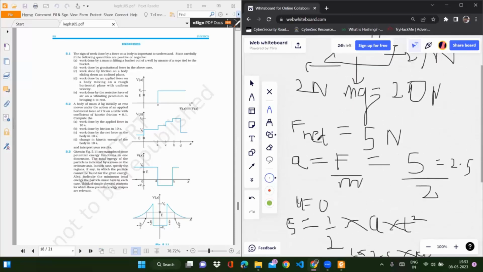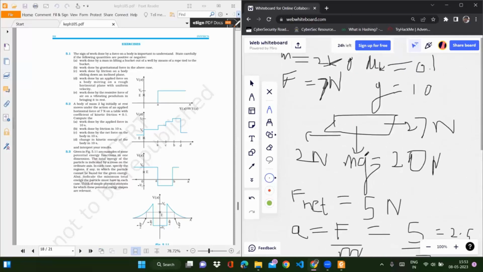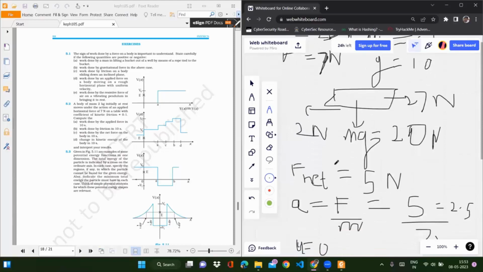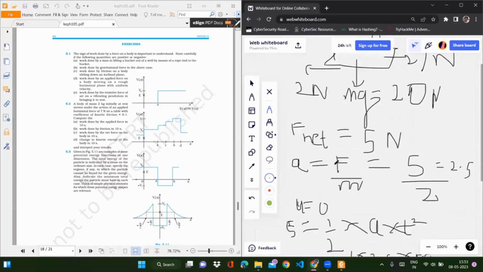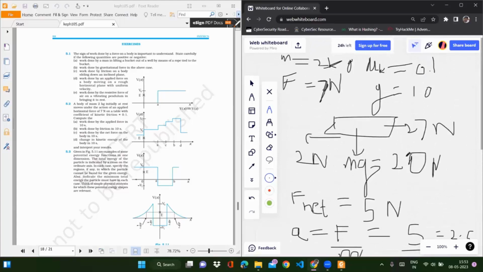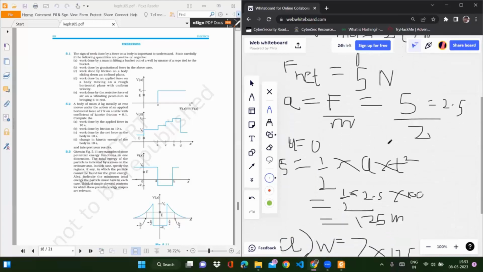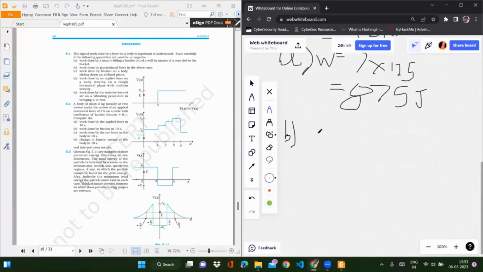Next we have to calculate the work done by the friction. As we see here, the friction is 2 newtons, which we have calculated, and it is in the opposite direction of the force applied. There is a 180-degree angle between the two vectors. So work done will be F s cos theta, which will be 2 into 125, and cos theta will be minus 1.